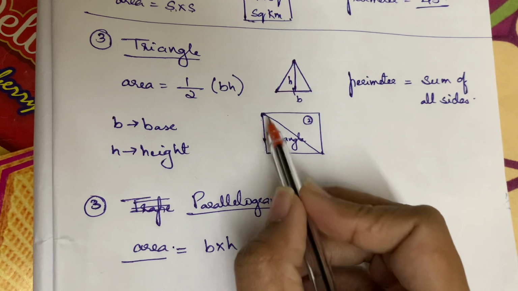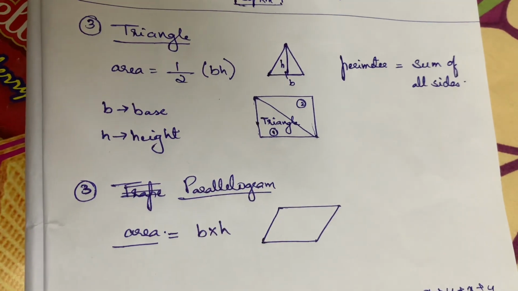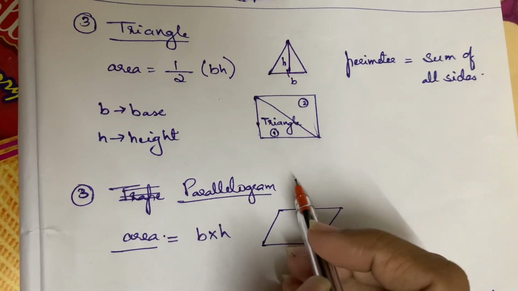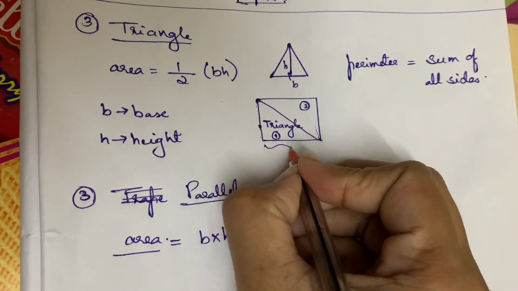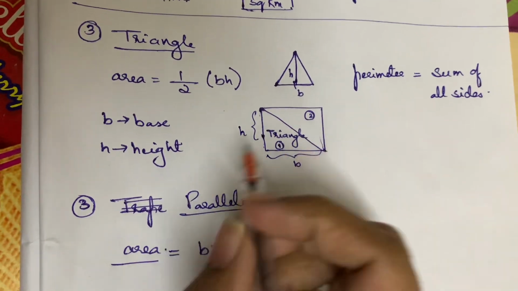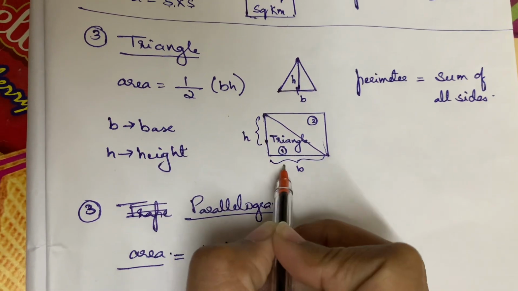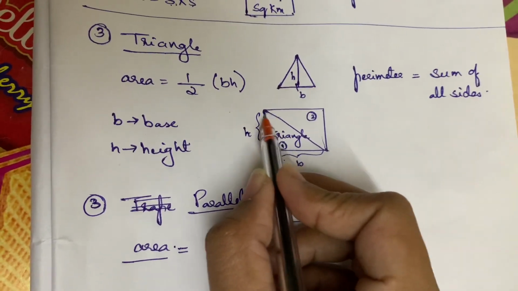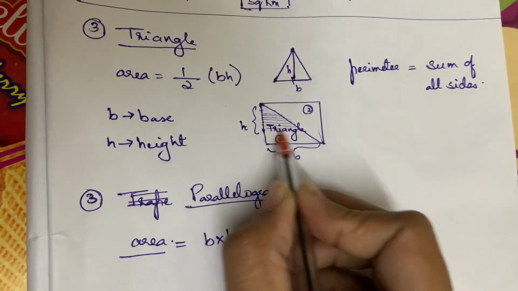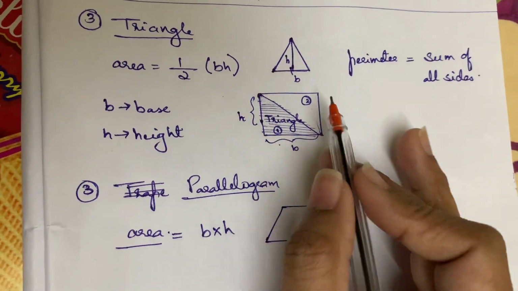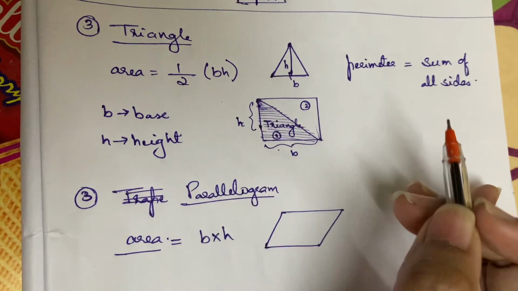But what if I have a triangle inside a rectangle, or a square which is divided? Now what becomes the base? This part becomes the base, and this part becomes the height. So half base into height you're going to do. You're going to find this one first, and if this is exactly the same, you can just add it. If not, you're going to leave it like that.